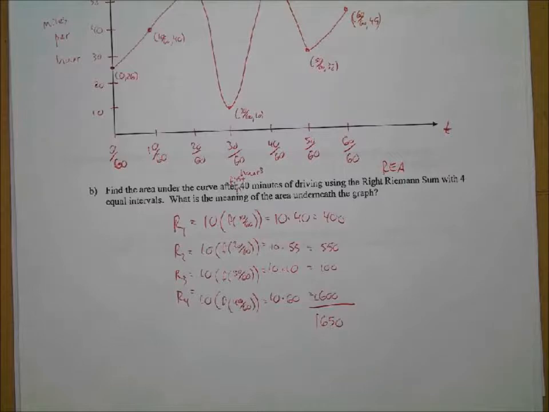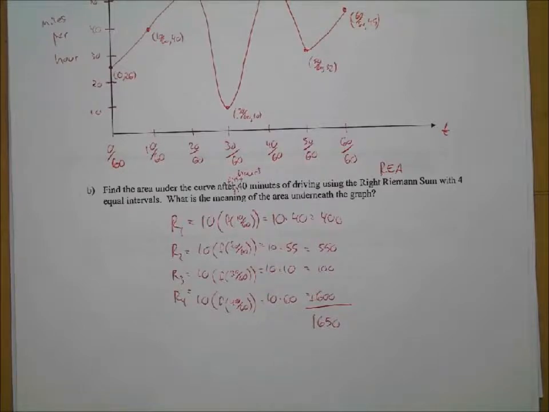So this number that we find has more meaning than just an area under a curve. Why? Because we are in a context here. The context is velocity, speed, and miles per hour and stuff like that. So anyone want to take a stab here at what that 1,650 means in the context?